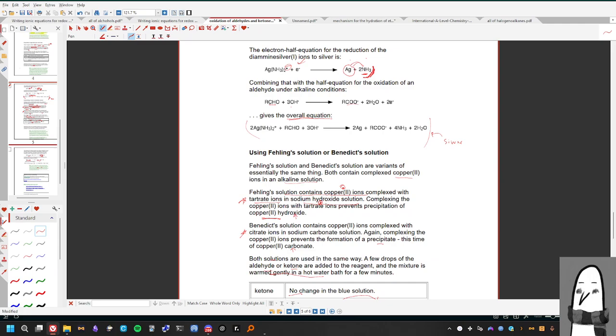Carboxylate. Again, RCHO plus 2Cu2+ plus 5OH-, giving RCOO- plus Cu2O plus 3H2O. I'm not really looking for that. I was just looking for what the formula of the Benedict solution was.